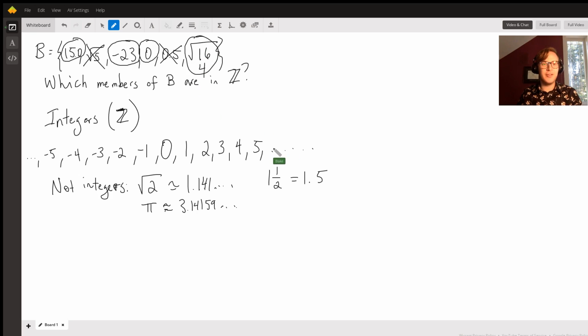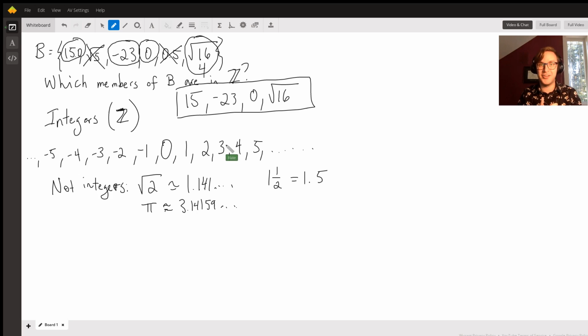So the answer is 15, -23, 0, and the square root of 16, which is equal to 4. Those are the members of the set that are in the integers.